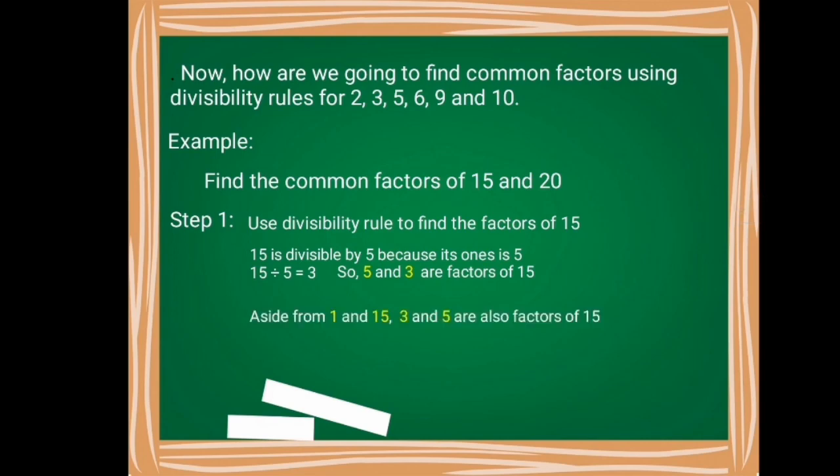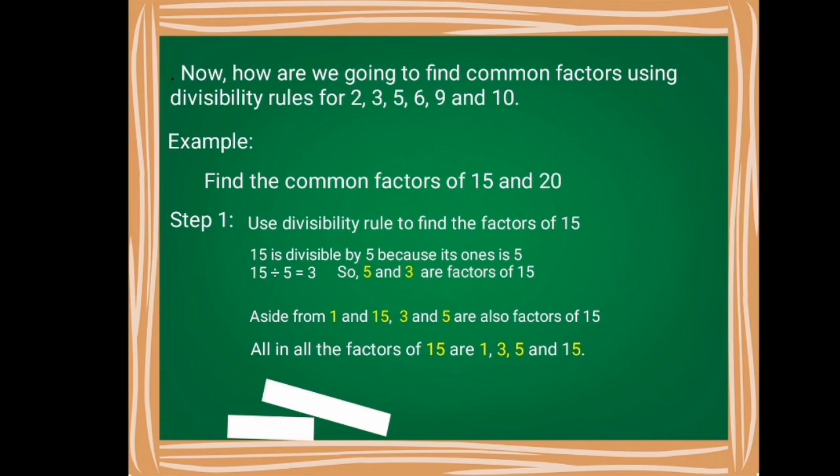So, aside from 1 and 15, 3 and 5 are also factors of 15. Diba? Kanina, sa una, sabi natin, all numbers have a factor of 1 in itself. Kaya meron yang factors na 1 at 15, bukod dun sa ating nakuha na 5 and 3. So, all in all, factors of 15 are 1, 3, 5, and 15.